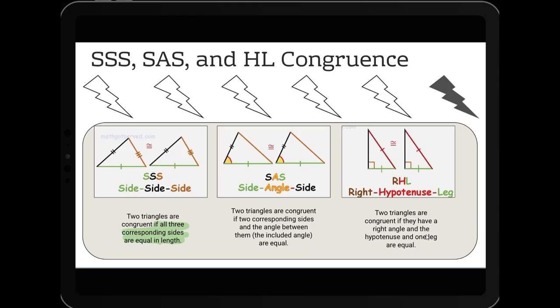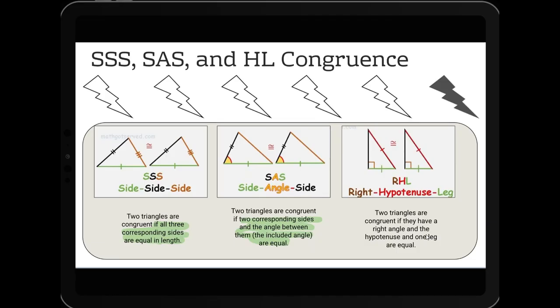For this one, you have to have two corresponding sides and an included angle to be congruent. So that means you have two pairs of corresponding sides that are congruent and a single pair of included angles that happen to be congruent. That's side angle side. The last one, we sometimes refer to it as the right hypotenuse leg.